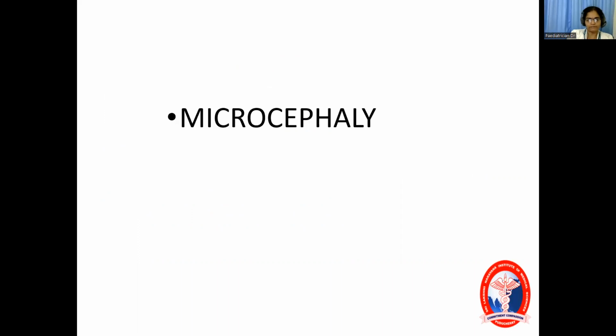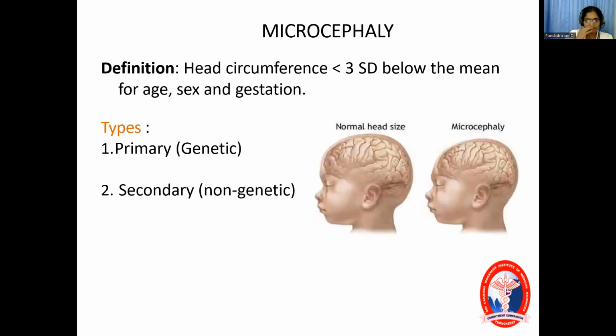Next, coming to the microcephaly. Here the head circumference is less than 3 standard deviations. It can be either primary, that is genetic, or secondary, that is non-genetic. So remember, for macrocephaly the cutoff is 2 standard deviations, and for microcephaly it is 3 standard deviations. In both, familial causes are most common, and kindly rule out the familial causes before going into pathogenic causes.